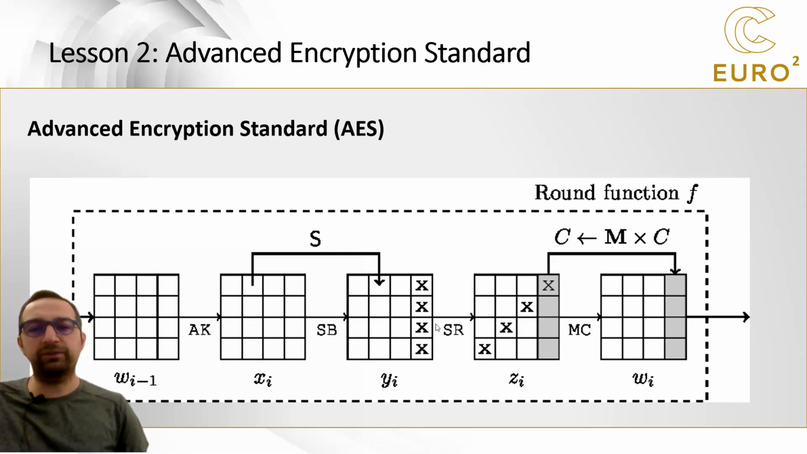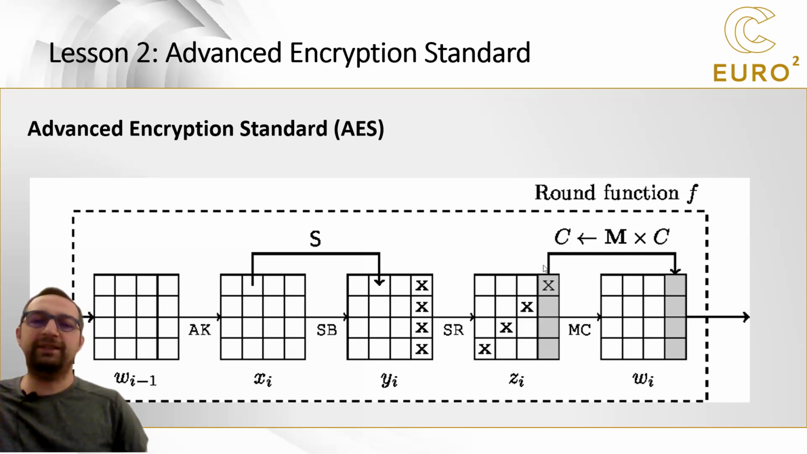Then we have the shift row operation. So the top row is rotated 0 bytes to the left, which means that it stays the same. You can just look at the positions of X to see it. So the first row is rotated 1 byte to the left. So this is why this X comes here. So the second row is rotated 2 bytes to the left. So X comes here, and the third row is rotated 3 bytes to the left. So for instance, this one comes here.